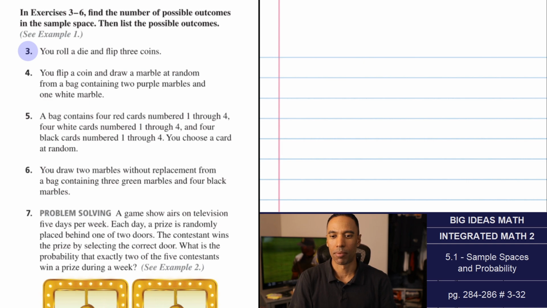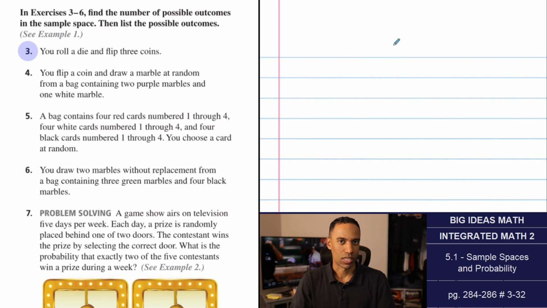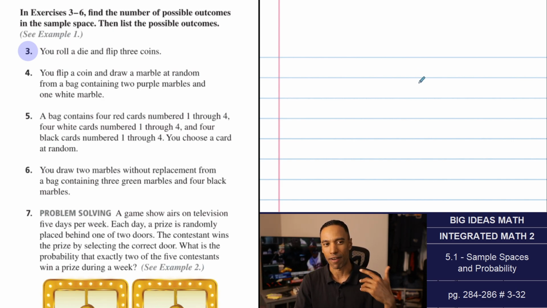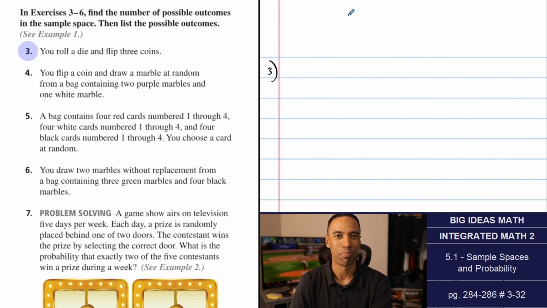We are going to get to the problem set. I believe it's numbers 3 through 30 something. I have no idea. Let's take a look. Numbers 3 through 32. Okay, in exercises 3 through 6, find the number of possible outcomes in the sample space, then list the possible outcomes. So we're going to list them. I'm thinking about whether we should talk about mathematically how it works, because it does say find the number and then list them. I feel like I want to list them first and then talk about the idea. I thought we were supposed to do that because I feel like everything else was supposed to be formula related after. But here we go.